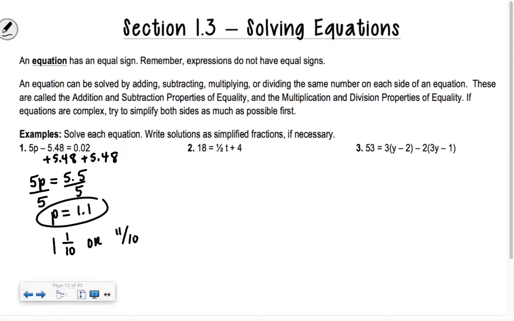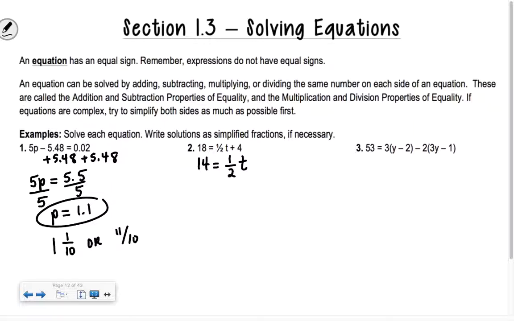All right, so the next one, if I have 18 equals 1/2 t plus 4. Don't you guys hate when your math teacher uses t's? I always do a little curly Q on the bottom. So I'm going to subtract the 4 and I get 14 equals 1/2 t. See how I draw my t's? They don't look like pluses.